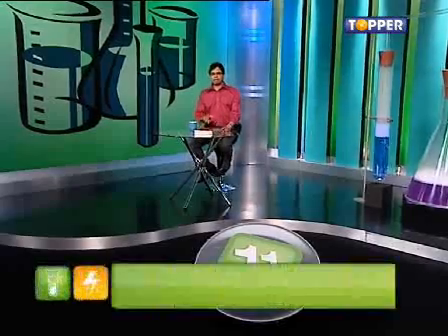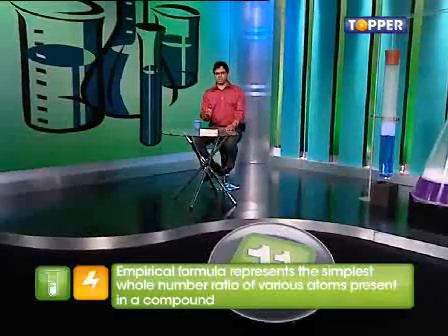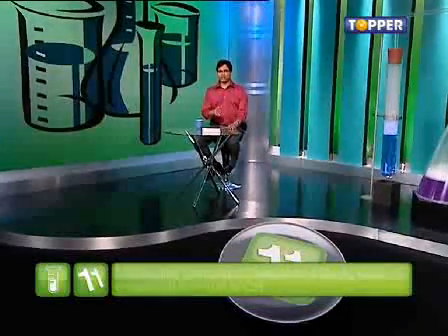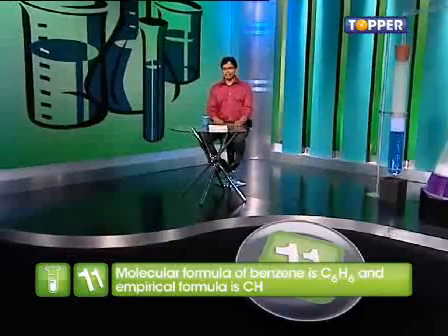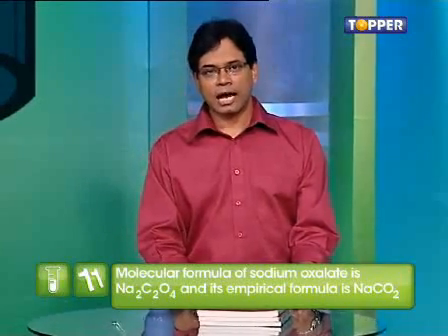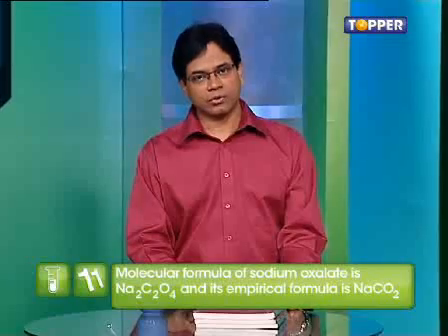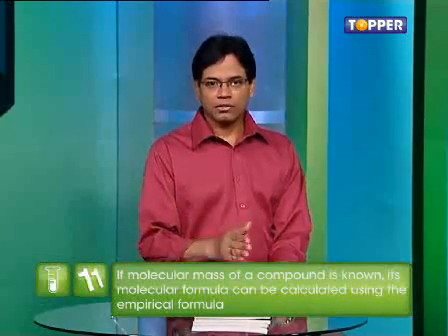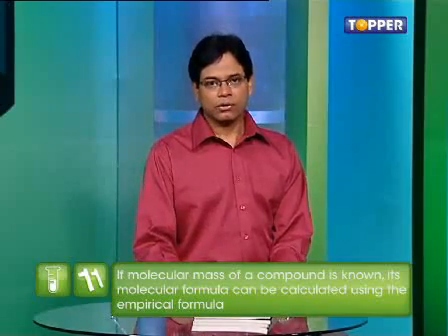This is how. Empirical formula is the simplest whole number ratio. For instance, the molecular formula of benzene is C6H6 and its empirical formula is CH. The molecular formula of sodium oxalate is Na2C2O4 and its empirical formula is NaCO2. As explained earlier, the empirical formula is calculated from percentage composition of the constituting elements. If molecular mass is known, its molecular formula can be calculated. So, if you can visualize a molecule, molecular formula is a multiple of the empirical formula.